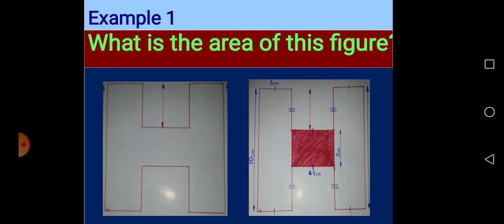Now, let's take a look at this example. What is the area of this figure? Now, these two figures are the same thing. To get the area of this figure, the first thing we need to do is to break it into rectangles. Look at the one that is shaded with red. Because I've shaded it with red, we can easily see the three rectangles that it has formed. Once these three rectangles are formed, then you can calculate the dimensions.